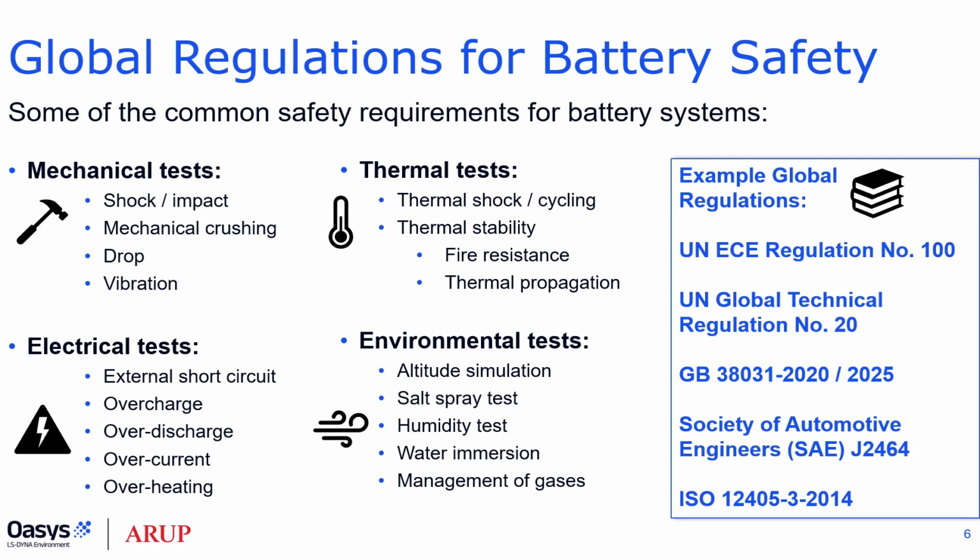So let's take a look at these. In most regions of the world, there are safety regulations for battery systems used in vehicles. Generally speaking, they all have similar requirements for testing of the battery to ensure that it performs safely. There are mechanical tests such as shock, impact and crushing, vibration tests where the battery is shaken. There are thermal tests where the battery is exposed to large changes in temperatures, electrical tests to simulate overcharging or short circuits, and environmental tests such as water immersion. You can find regulations like these in Europe, China, North America, in fact most automotive markets, and a few examples are shown on the right of the slide.